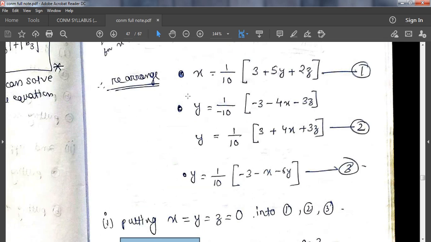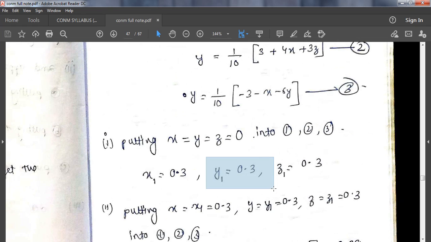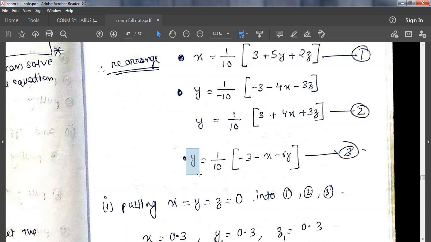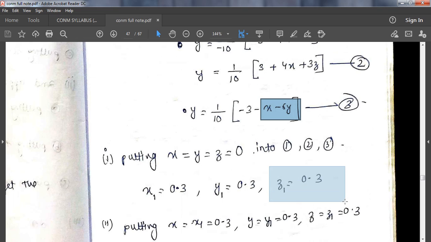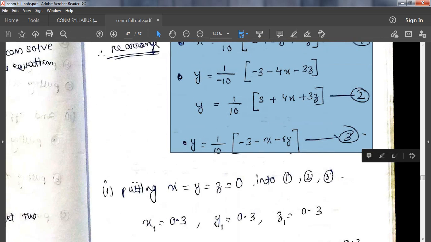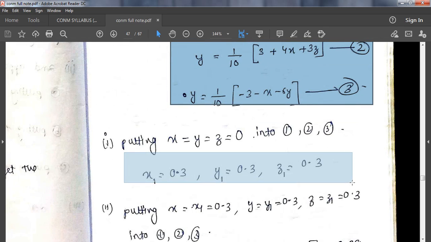In the second equation, while calculating y, I am going to put x and z to be 0. So again, minus 3 by 10 means 0.3. In the third equation, please pay attention that this is not y, this is z. I am again going to put x and y to be 0, and over here also I got 0.3. So from the first iteration, what do I have? I now have some values of x, y, and z. Are they the answer? No, they are not the answer. They are just the first approximation.